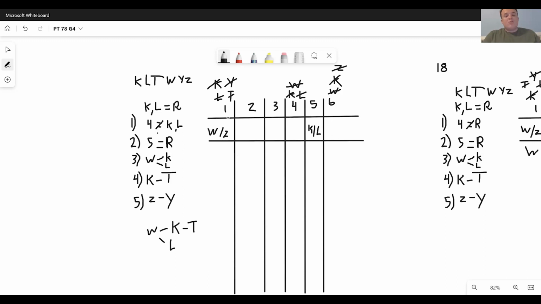So now that we know W and Z have to come first, we know K and L have to come fifth. It kind of helps us know where, if we know one of the spots, we know where the other one's going to be. Also, we know T can't come fifth. T can come sixth. We know T can't come first. We know T also can't come second, right? Because the W, K have to come before it.